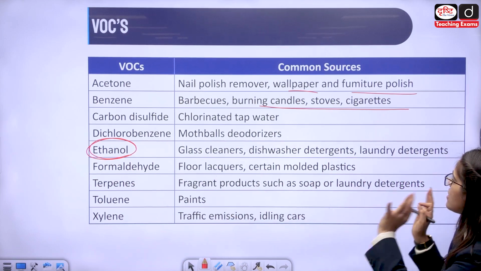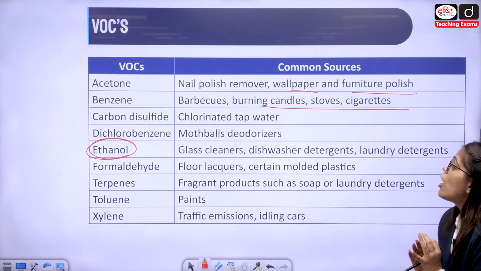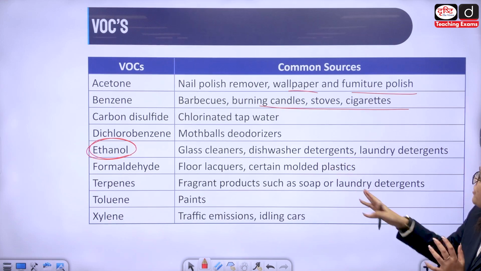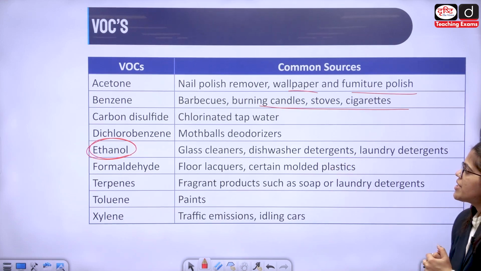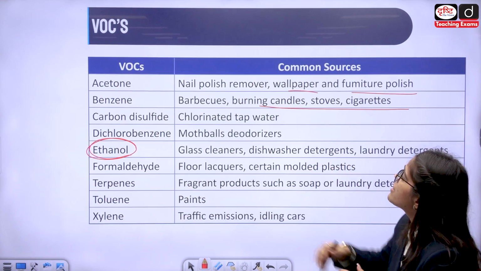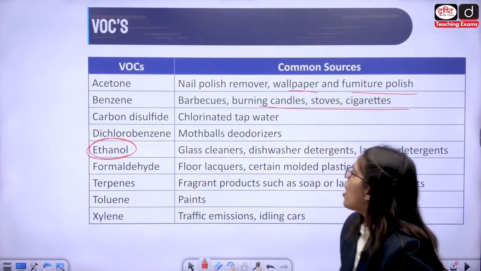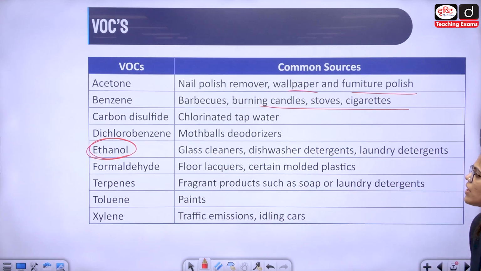So you can take a screenshot of this figure in front of you, and of course you can note it down. These are important VOCs, and these are the common sources that are there.